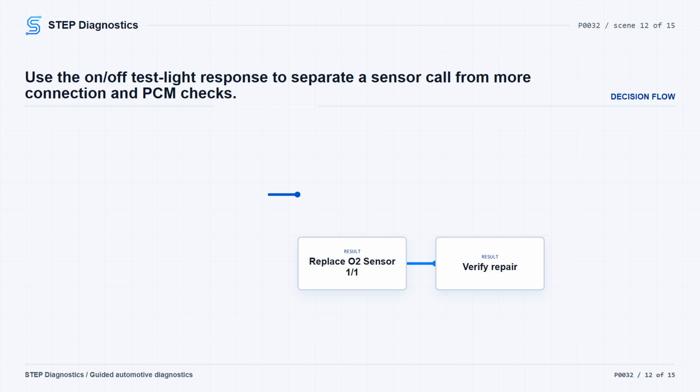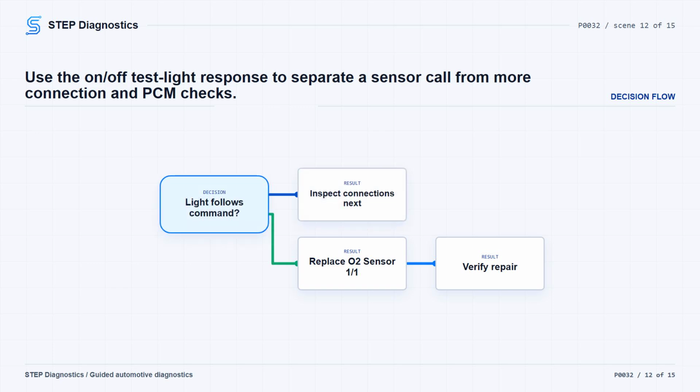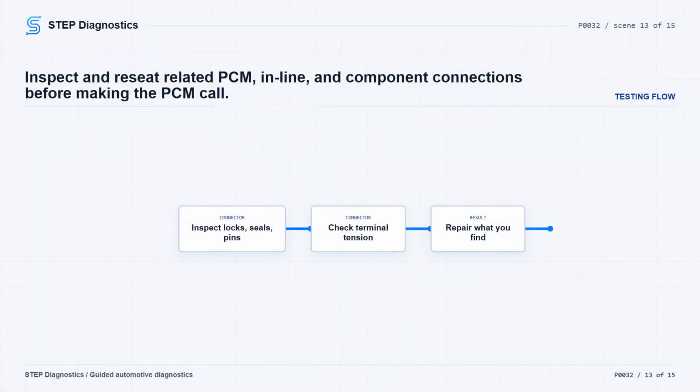If the light responds correctly with the actuator on and off, replace the O2 sensor 1/1, then verify the repair and confirm the code stays gone. If the light does not respond correctly, continue to connector and PCM-related checks. Before making a PCM call, inspect the related connections carefully. Perform any applicable bulletin first.